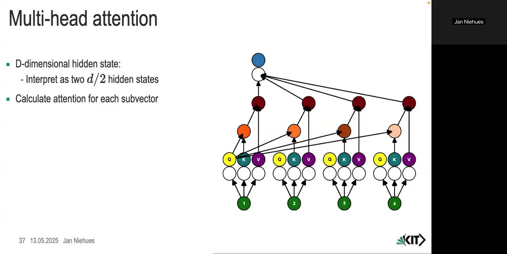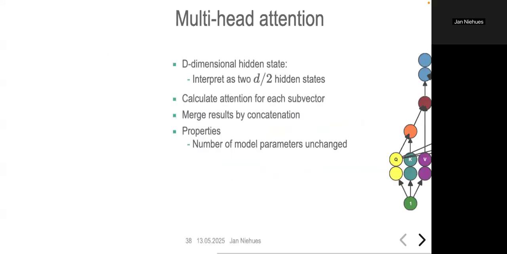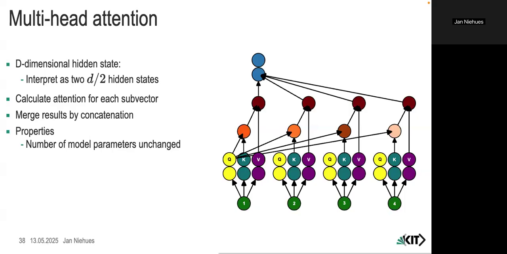And finally, then you're merging them. So finally, you will then merge these two blue values, meaning that in the end, you have exactly again one vector. So now this is again d size. So your input is the same.